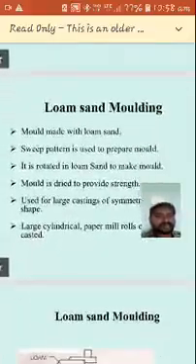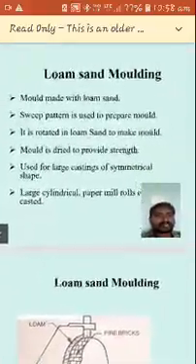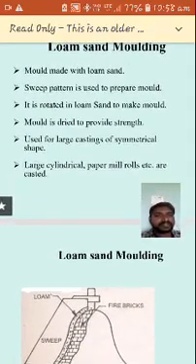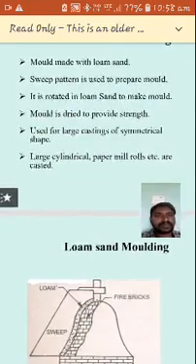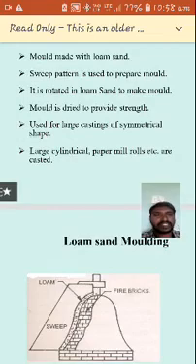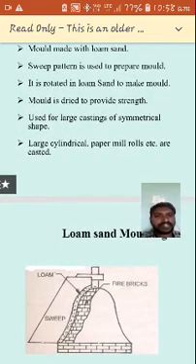And loam sand mold. The next type of molding sand is loam sand mold. The mold is made with loam sand. A sweep pattern is used to prepare the mold. It is rotated in loam sand to make the mold.